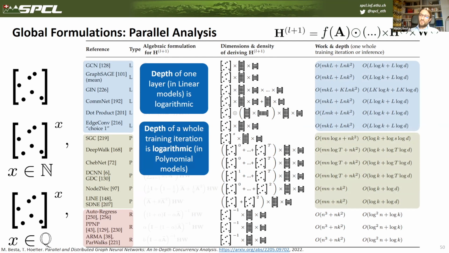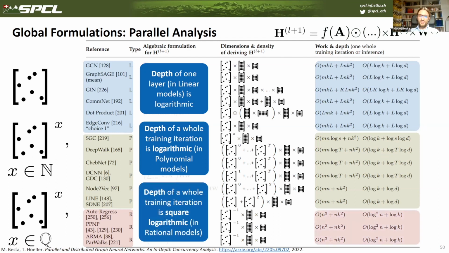Instead, to gather the information about the more remote parts of our graph, instead of doing this layer-wise propagation, we raise the matrix to the higher power. But as we don't apply these nonlinearities in between, we can nicely parallelize raising this matrix to the higher power, which results in having logarithmic depth for the whole training iteration. And similar outcomes for the rational models: despite having the most arbitrary formulation, we can actually compute these models in square logarithmic depth. So it's not exactly logarithmic, but it's almost logarithmic, and it's actually also in practice quite parallelizable.